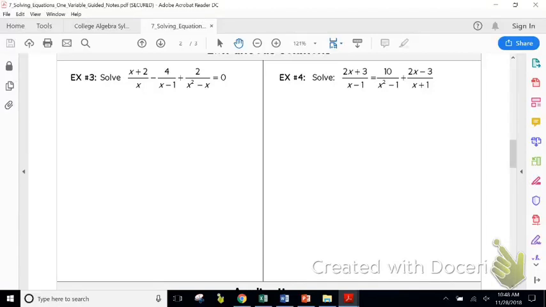All right, so in example 4, you need to factor out the denominators first so we can find that least common denominator. So, can I do anything to the x minus 1? No. What about the x squared minus 1? Yeah, that's that difference of squares.